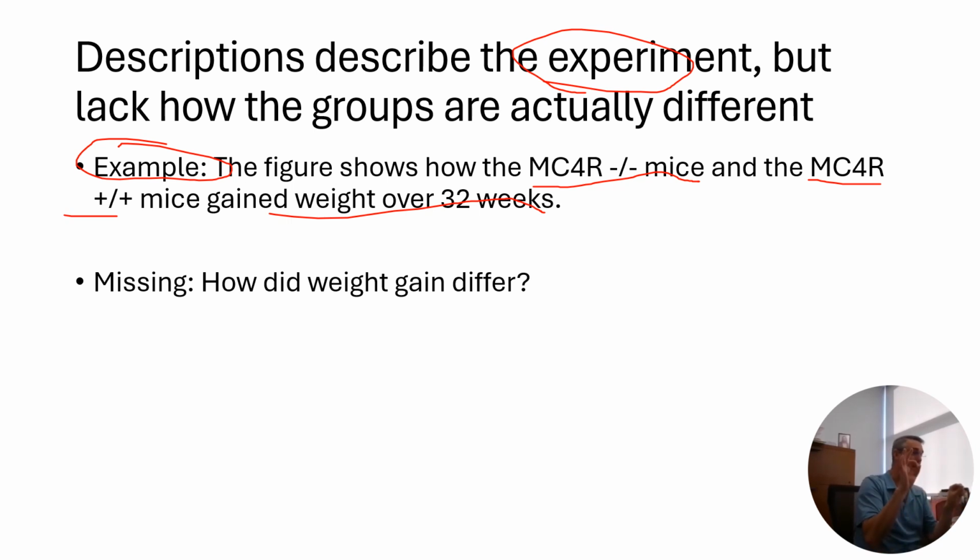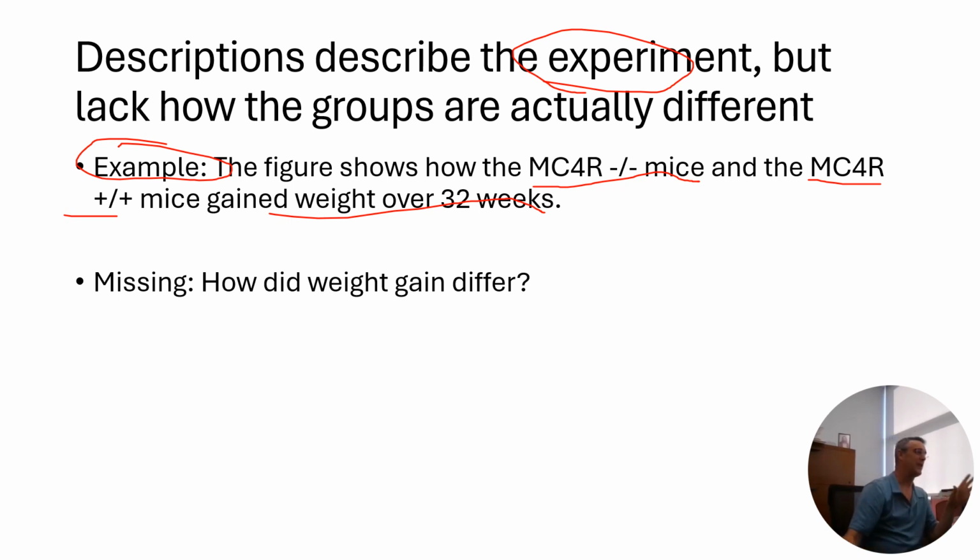And remember, ideally, we try to compare to the control group. So we would say, in this case, the control group is the MC4R double positive. And so we say the MC4R double negative mice gained weight at a faster rate than MC4R double positive mice, right? Because the higher one, again, we're not saying the control is lower. We wouldn't know. The treatment group is the one that is higher.